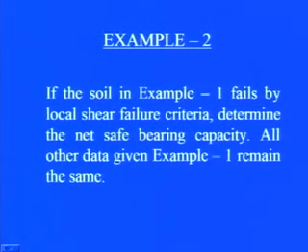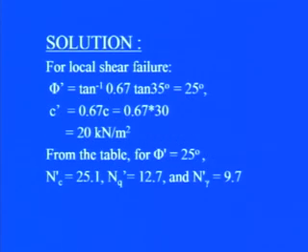Now, in example 2, it has been extended with all other data remaining the same. The only thing is, that was for the general shear failure case. Now we are using it for the local shear failure case. For the local shear failure case, we have seen that tan phi dash becomes equal to 2/3 of tan phi and c dash becomes equal to 2/3 of c, and using those values here we obtain phi dash as 25 degrees and c dash as 20 kilonewton per meter square.